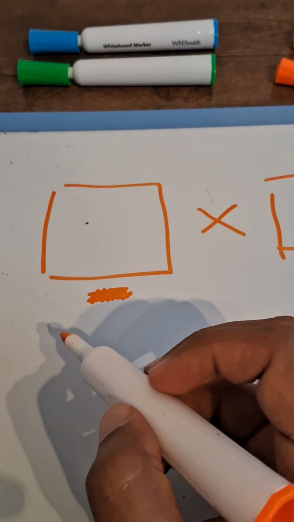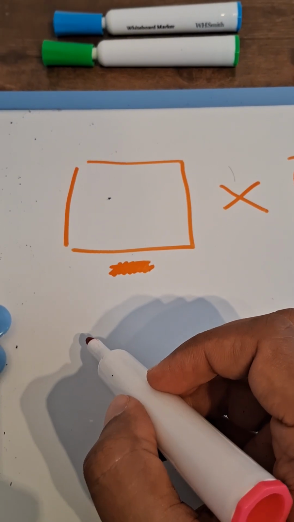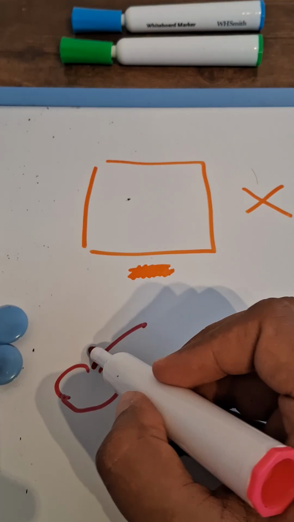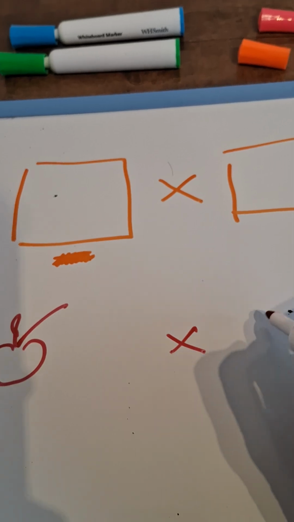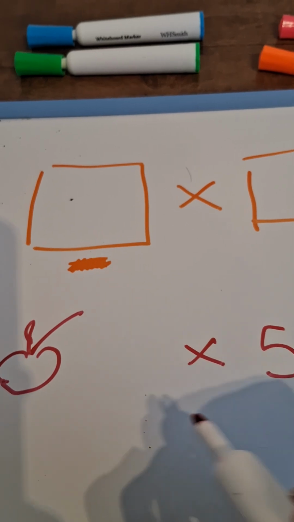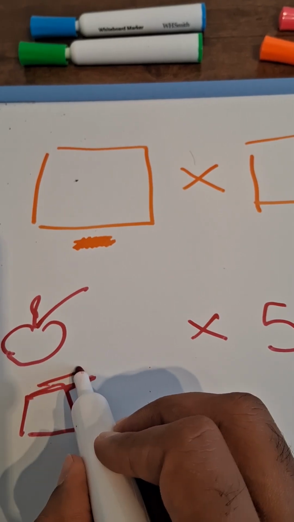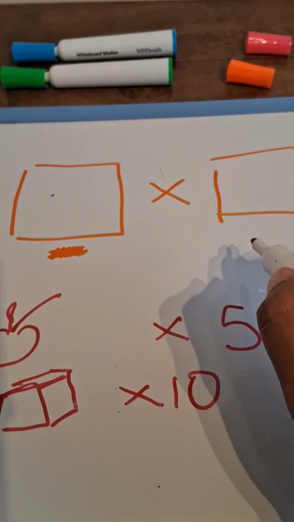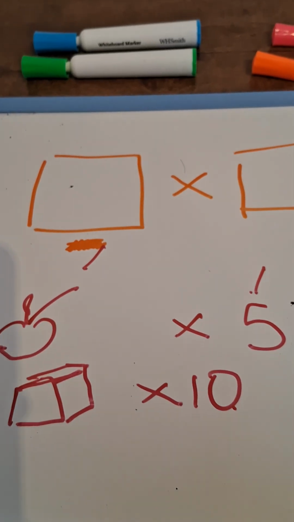Think like there's a pen, or, we always like apples, isn't it? So there's an apple. The first number is an apple, and the second number says 5. That means there are 5 apples. If it is a box, think this is a box, and this number is 10. That means the second number is 10. So this is the second number, this is the first number. That means there are 10 boxes.